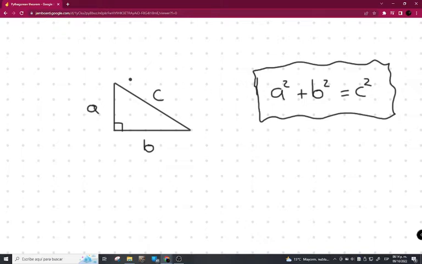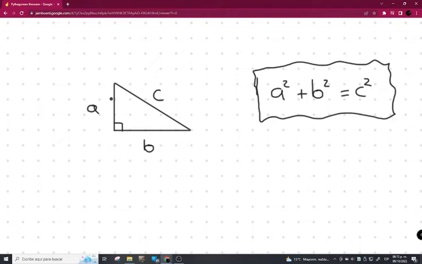So we call the two legs of the right triangle A and B, and the hypotenuse, which is the longest side opposite to the right angle, is called C. And the Pythagorean theorem says that if you have the length of one of the legs to the power 2, or squared, plus the other length squared, it is equal to the hypotenuse length squared.